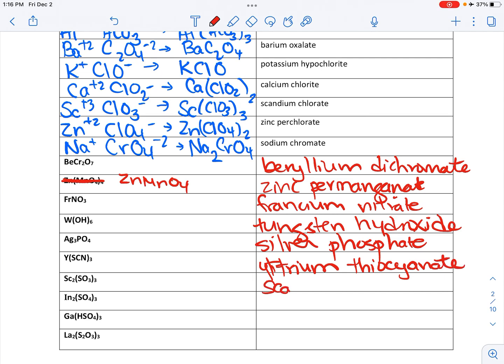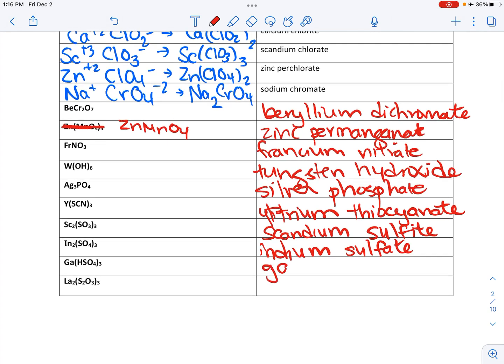Scandium sulfite. Not sulfate. Sulfate's the next one. Indium sulfate. Gallium hydrogen sulfate. And lanthanum thiosulfate.